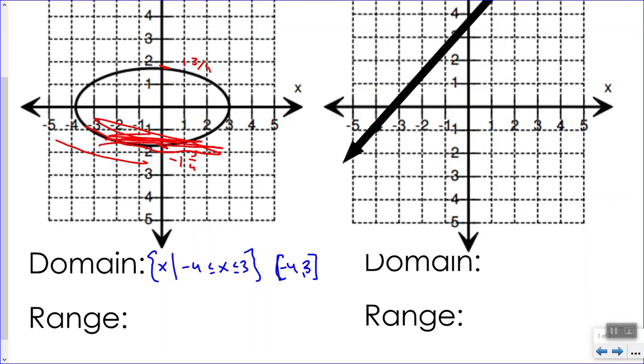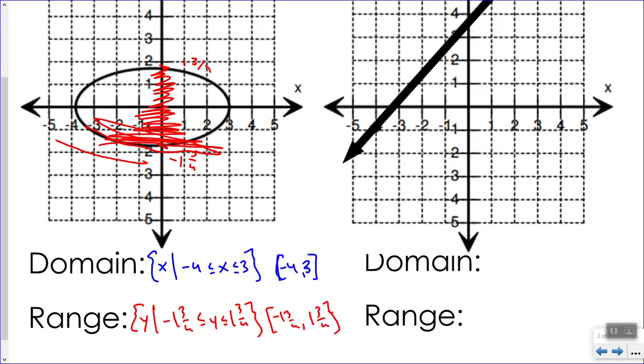Everything here, we have everything higher, everything up, up, up, and then we stop at 1 3/4. So in set builder notation, my y values run from -1 and 3/4, inclusive again, to +1 and 3/4. And if we put it in interval notation, again we're going to use the brackets. So we have -1 and 3/4 and +1 and 3/4. There we go. It's a little sloppy there.